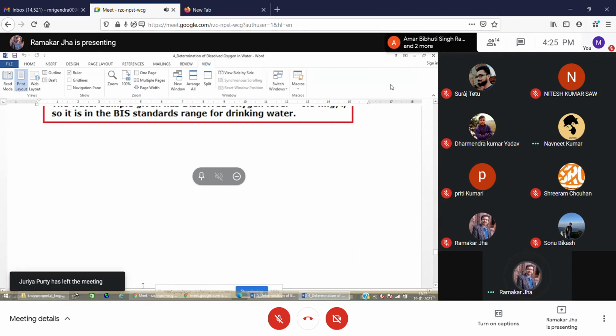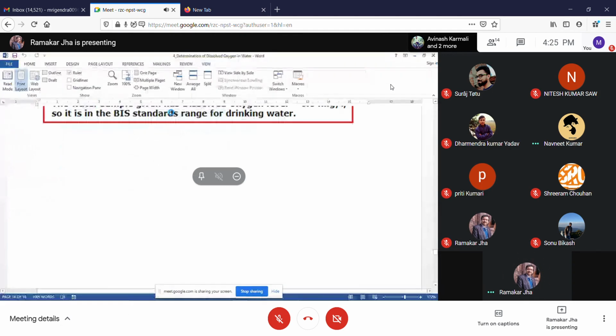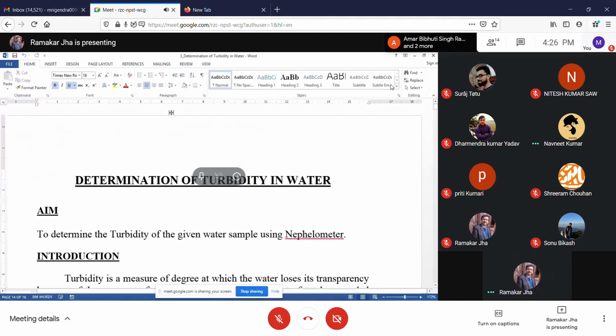Now, go to another one, that is turbidity. Turbid. वाटर बड़ा गंदा दिखता है. क्यों गंदा दिखता है? बिकॉज उसमें सस्पेंडेड सॉलिड बहुत है, कलर बहुत है, smell is there. So we need to find out, and there is a turbidity meter, right? We also call it nephelometer. Okay, so determining the turbidity of a given water sample using nephelometer. This is a very important parameter, turbidity.